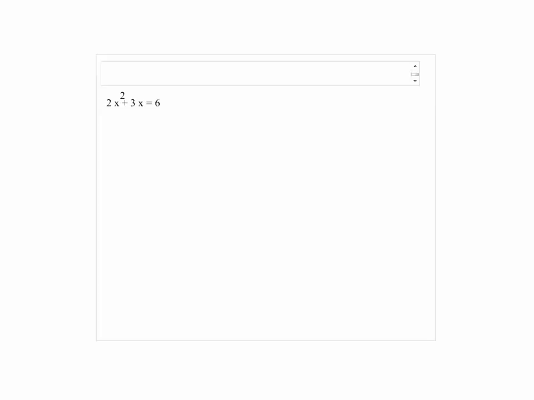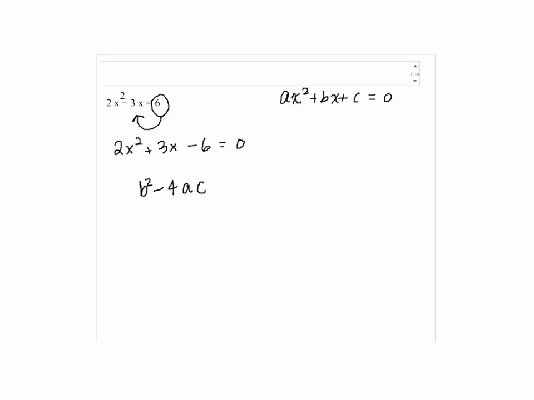Determine the number of real solutions. First, we want the general form ax squared plus bx plus c equals 0. So I'm going to move the 6 to the other side. So we have 2x squared plus 3x minus 6 equals 0. Now to find the number of real solutions, we just have to use the discriminant, which is b squared minus 4ac.